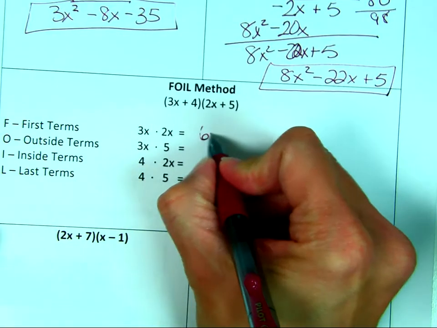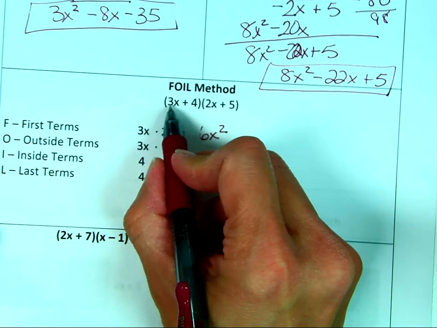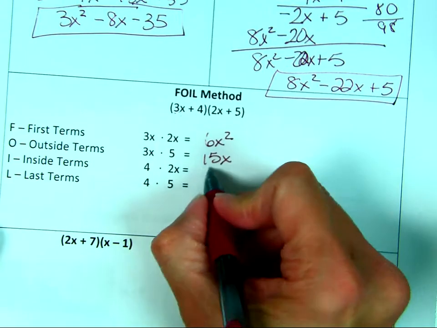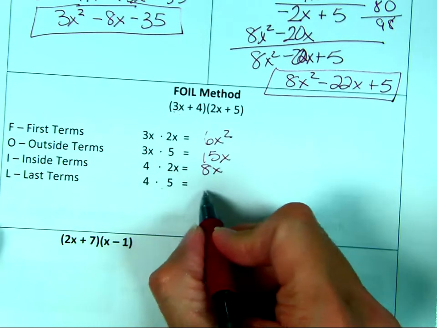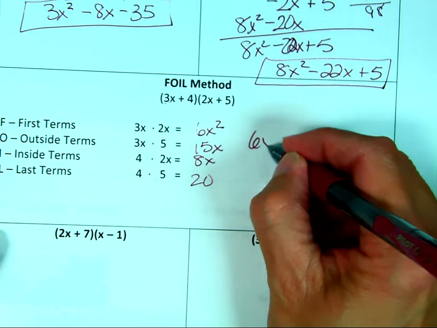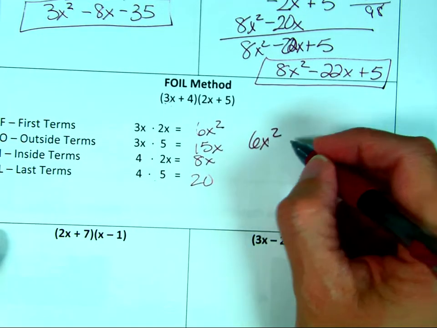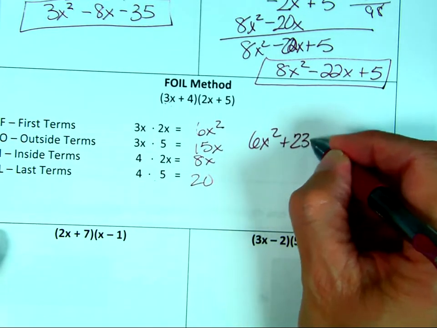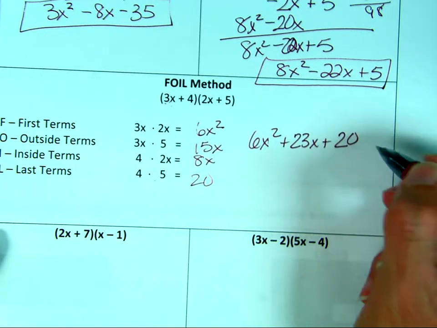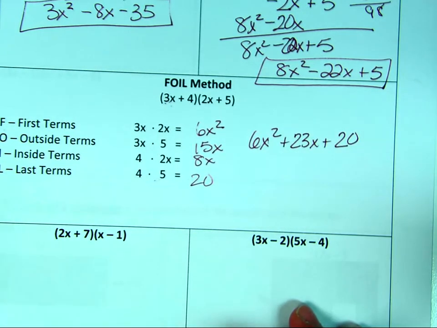Okay, that's 6x squared. And then I have to multiply the outside ones. Okay, that's 15x. Then the inside, that's 8x. Then the lasts, that's 20. And then you just clean it up. There were no negatives, so it's just going to be plus signs. 15 plus 8 is 23. Well, 15x plus 8x is 23x plus 20. Okay, so now you get to decide which way you like.